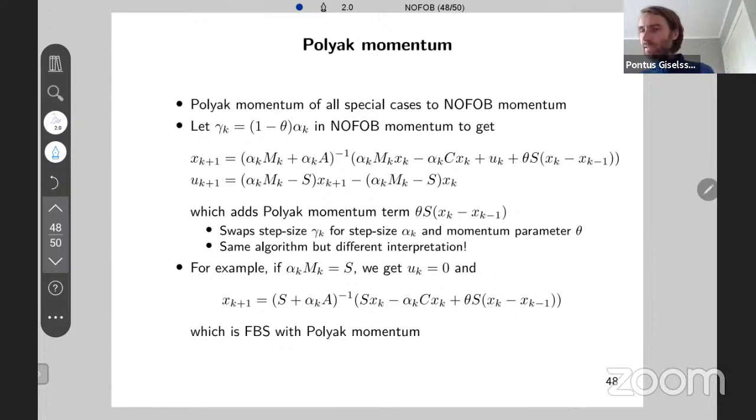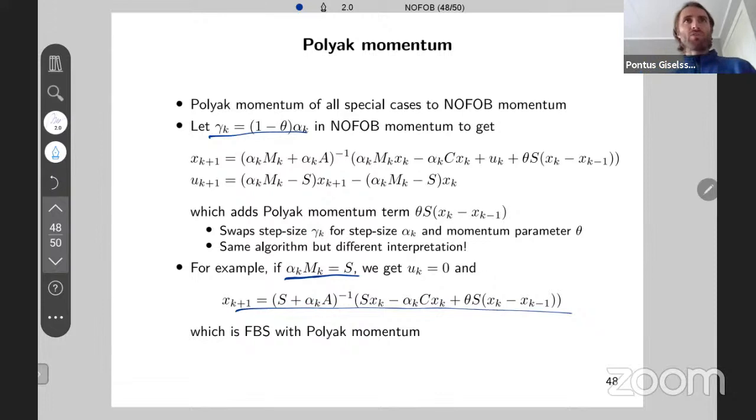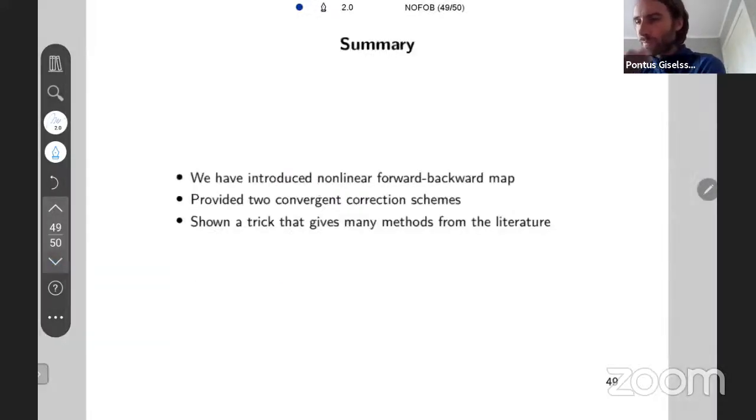Before, we used gamma k mk equals s as a choice to get forward-backward splitting. If we now have this choice and instead set alpha k mk equals s, we get forward-backward splitting with Polyak momentum. Then it's just a matter of checking that all conditions hold in order to guarantee convergence. So I think this is quite a neat thing with the framework: we get all this for free. On top of all the methods that we have, we can add Polyak momentum afterwards, and it also goes through.